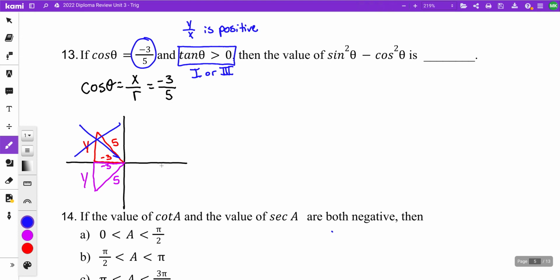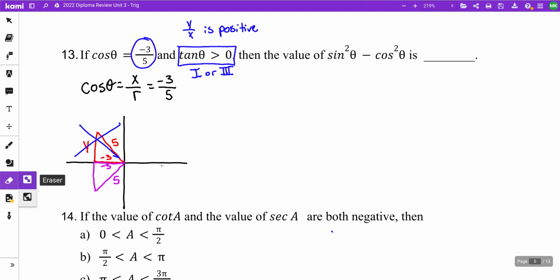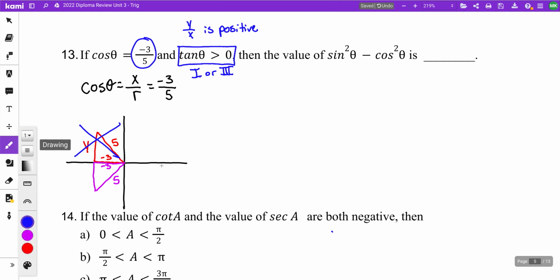I need to find my y value. My y value is going to be done using Pythagorean theorem. 5 squared minus negative 3 squared is going to be 16. Square root of 16 is 4. This is negative 4 because I'm in quadrant 3. It went down. So now I have my triangle. It's 3, 4, 5. We've seen that a lot during this review, right? So we don't waste time on Pythagorean theorem every day.